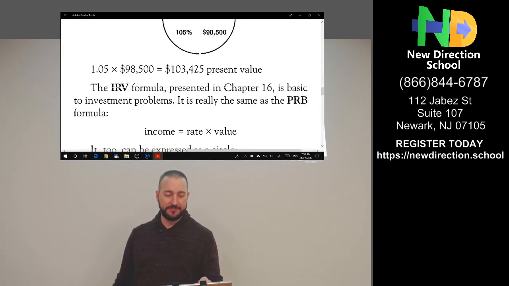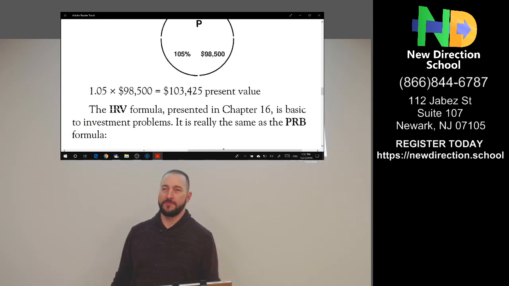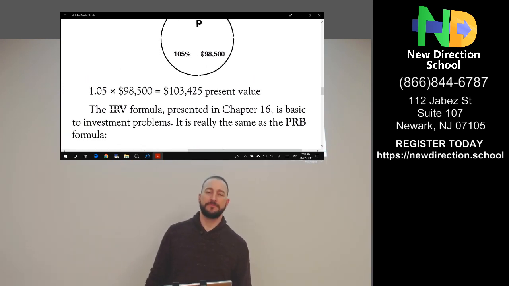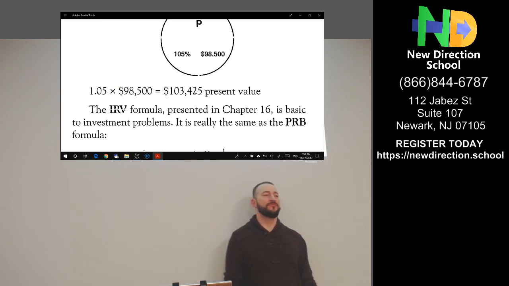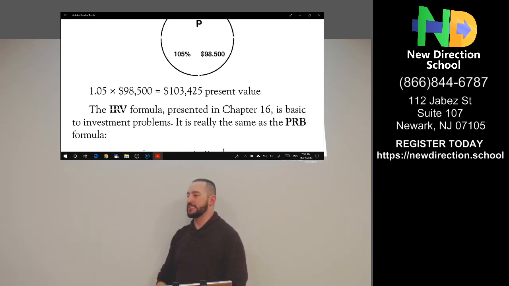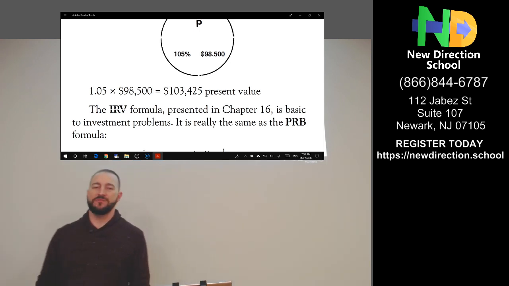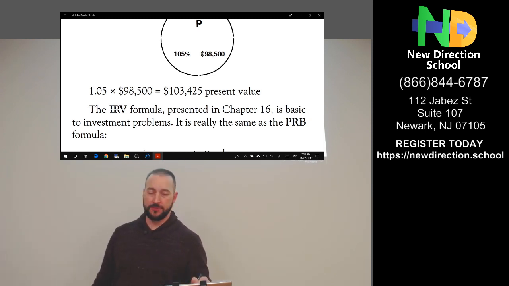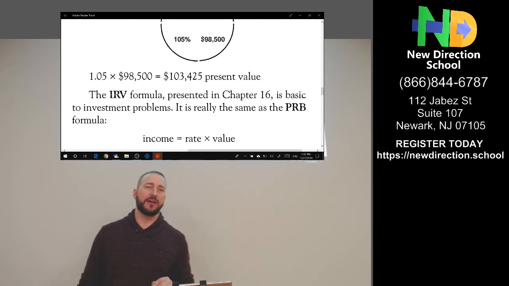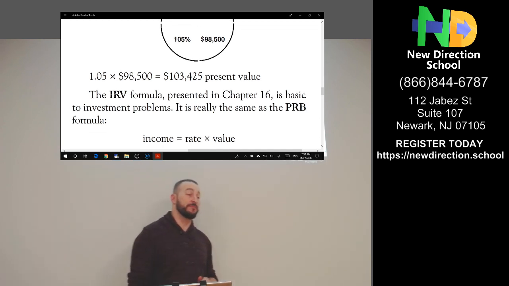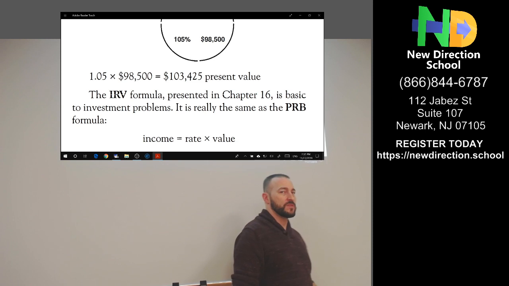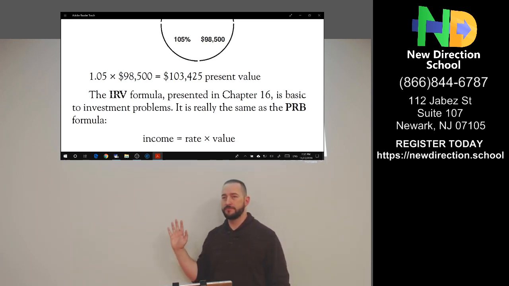On the right-hand side, ready? It says the IRV formula presented in Chapter 16 is basic to investment problems. It's the same as the PRV, the one we've been doing so far. And IRV means income equals rates times value. Does anybody remember this formula?